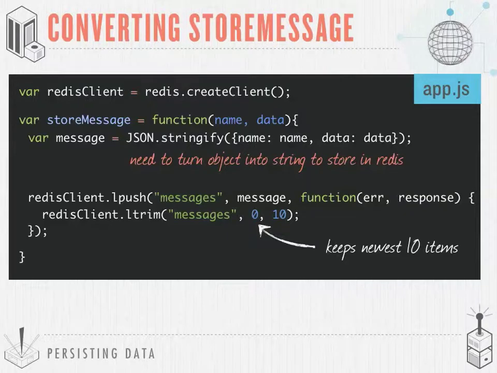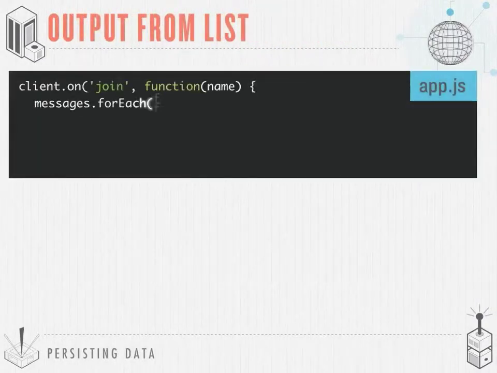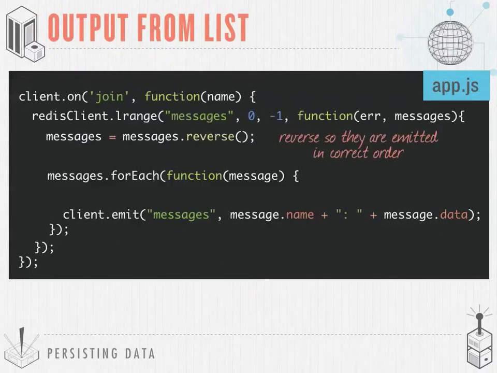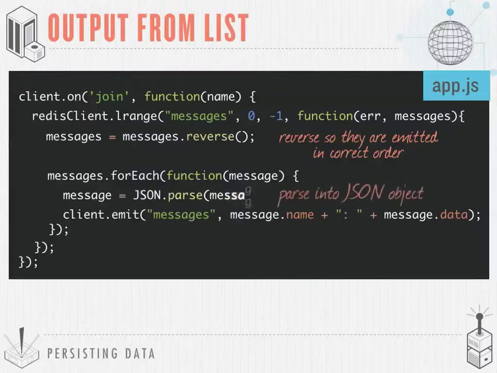Now all we have to do is update the code that outputs these messages. We're going to want to reverse those messages so they come out in the right order. Then we can loop through each message like before, but this time before we emit the message, we have to use JSON parse to get back out the JSON object.